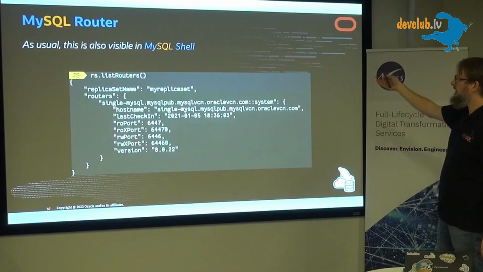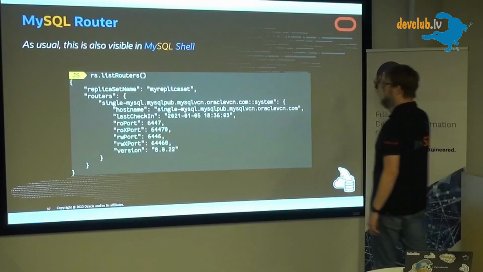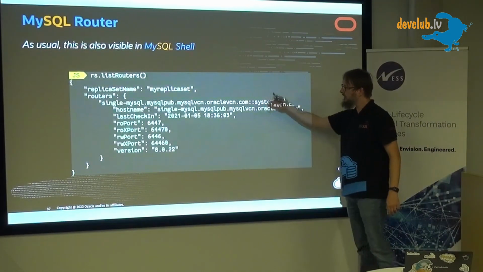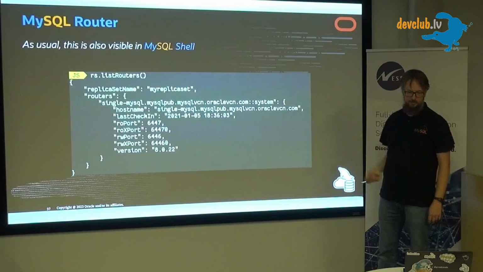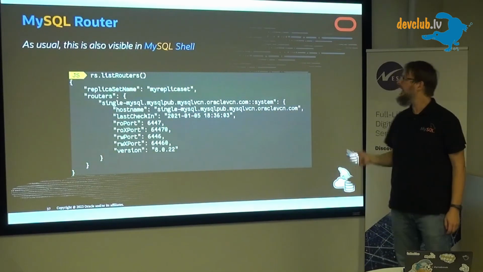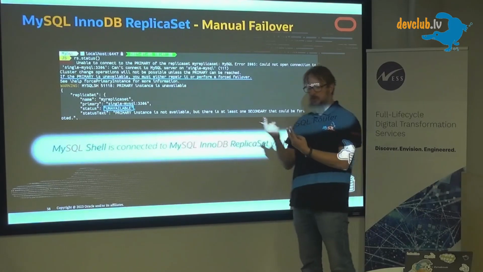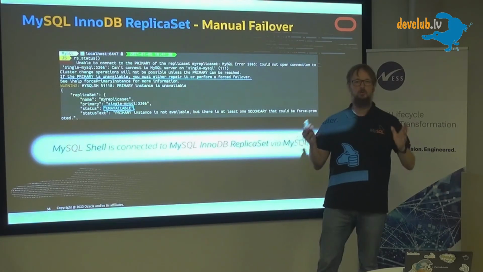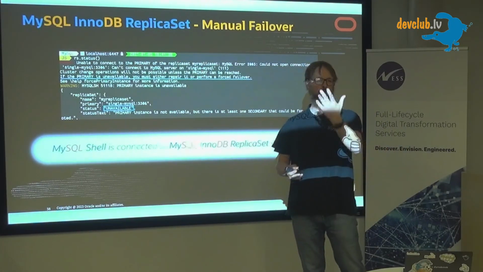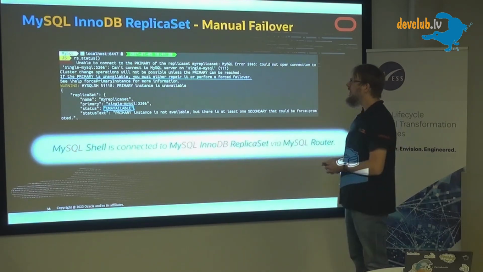On the ReplicaSet, you can list the routers, and you can see all the routers that have been deployed on the system. Now, if you want to do a manual failover, let's say the machine crashes, because we have only 2 machines, because we are using asynchronous replication, there is no quorum in it, there is nothing. But usually you don't have that either, because you are using asynchronous replication.